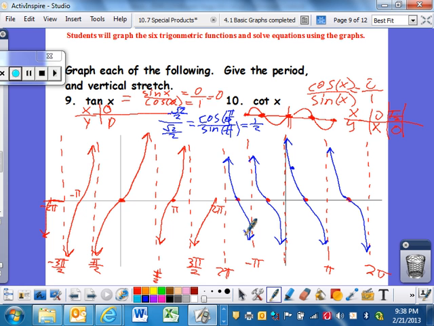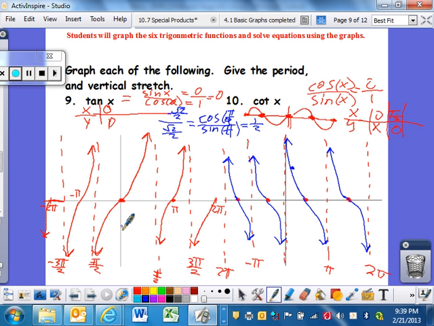Since it repeats, our graph, as we can see, does exactly the opposite. It ends up rising on the left and falling on the right for our cotangent, and rising on the right and falling to the left on our tangent. Did I say that right or backwards?